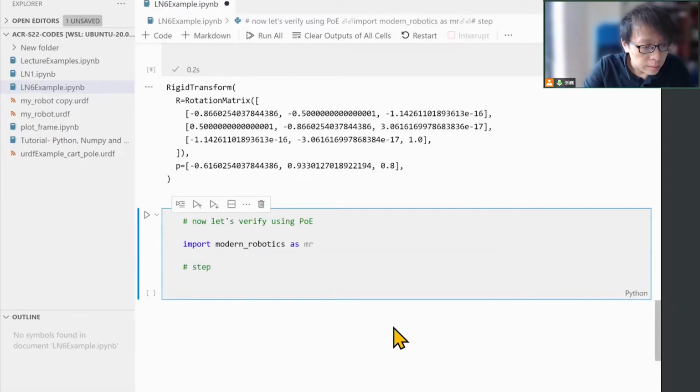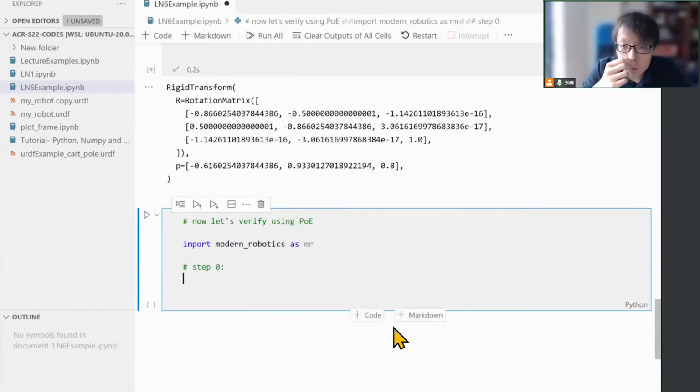Step 1 or step 0, what is it? Yangxing, what is step 0?